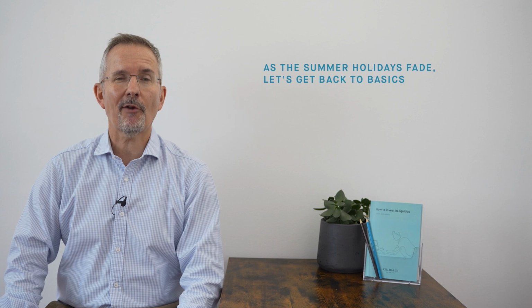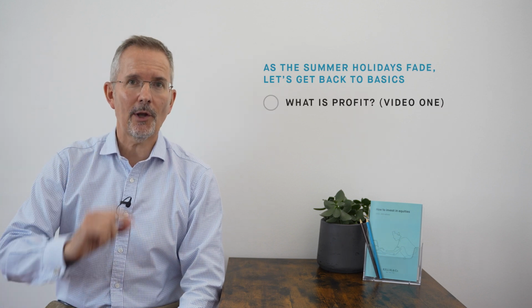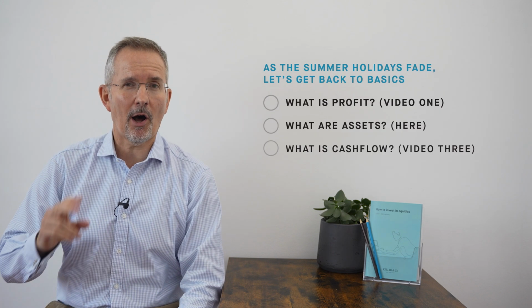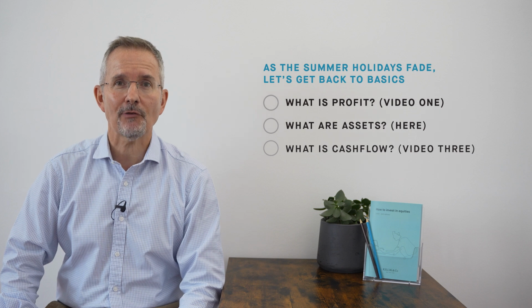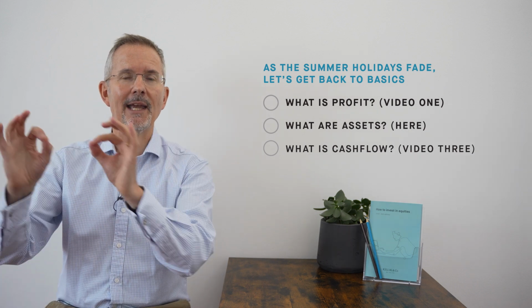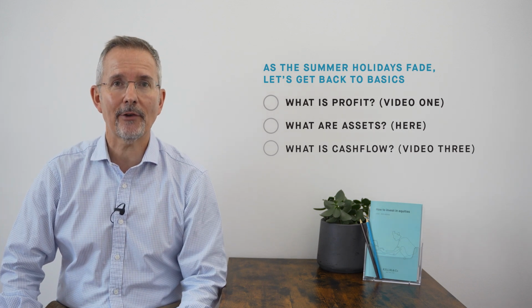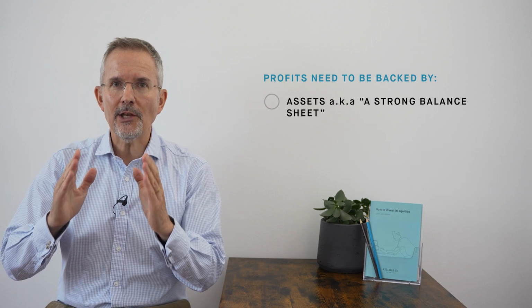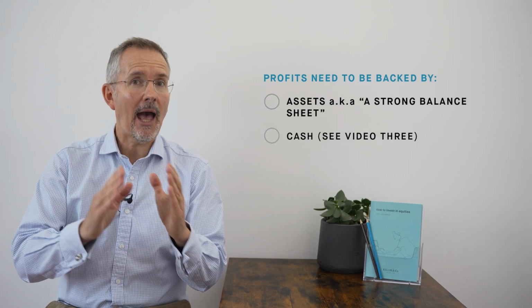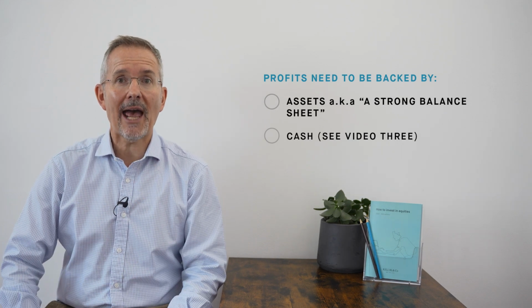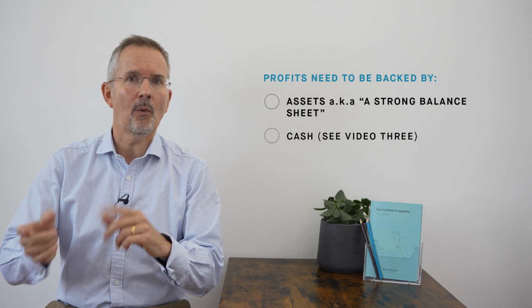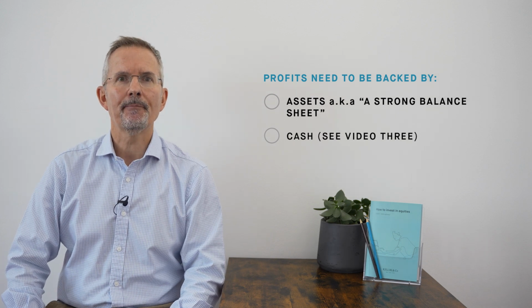Part 1 was all about profits. If you missed it, this one is all about assets, and part 3 coming up will be about cash flow. The 3 big terms that any equity investor needs to get their head around. Now, what's the point of this video? Well, basically what we're saying is, having understood what profits are in video 1, those need to be backed by assets and cash. So let's focus on assets in this video, worry about cash a bit later.